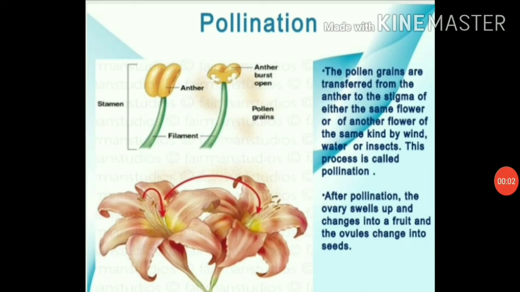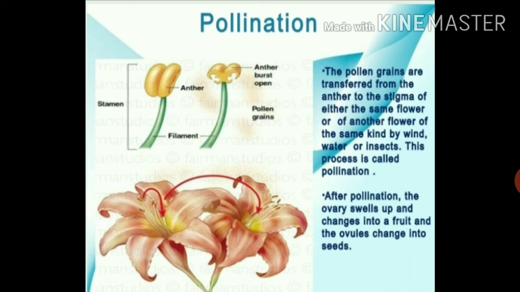So now students, let's learn about pollination. Pollination is very important because for a flower to develop into a fruit and form seeds, pollen grains must be transferred from the anther to the stigma of either the same flower or of another flower of the same kind by wind, water or insect. This transfer of pollen grains from an anther to the stigma is called pollination.